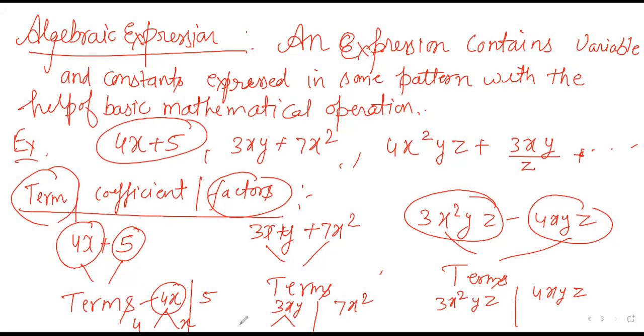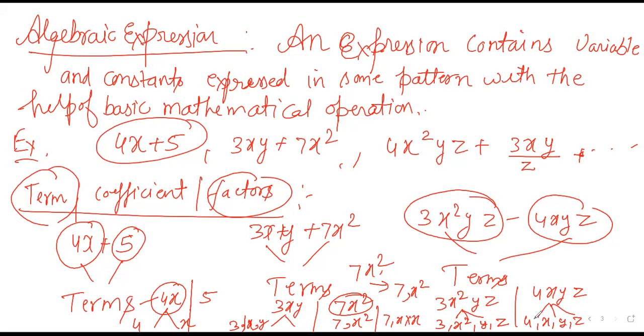Now here the factors of this term, that is 3, x, y. Its factors will be 7, x square. Or you will write 7, x into x. Writing pattern will be different, but the things will be same. That is, 7x square is a term, but its factors will be 7, x square. Now, the factors of this one will be 3, x square, y, z. These are the factors of the given term 3x square yz, and the factors of these things will be 4, x, y, z.